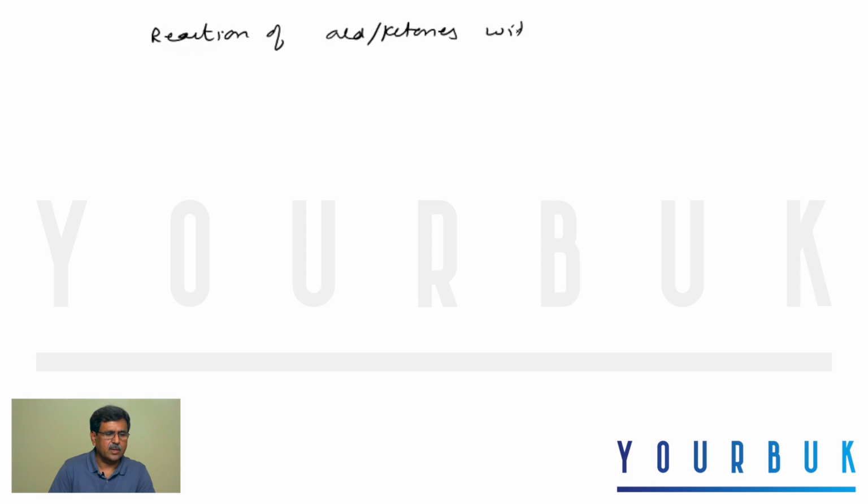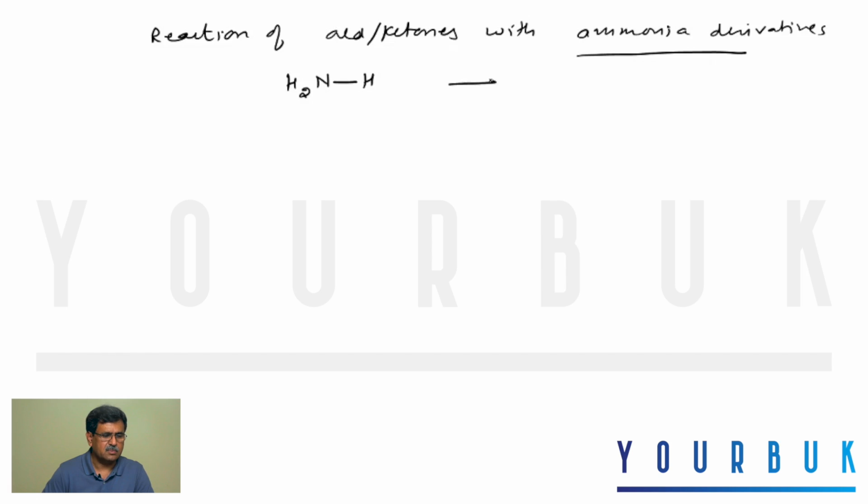with ammonia derivatives. Now when we say ammonia derivatives, it means one H of the ammonia has been replaced by some group. So this is ammonia, NH3, but one H has been replaced by some group called G. This is an ammonia derivative, and this ammonia derivative can act as a nucleophile and undergo nucleophilic addition elimination reaction with the carbonyl group.